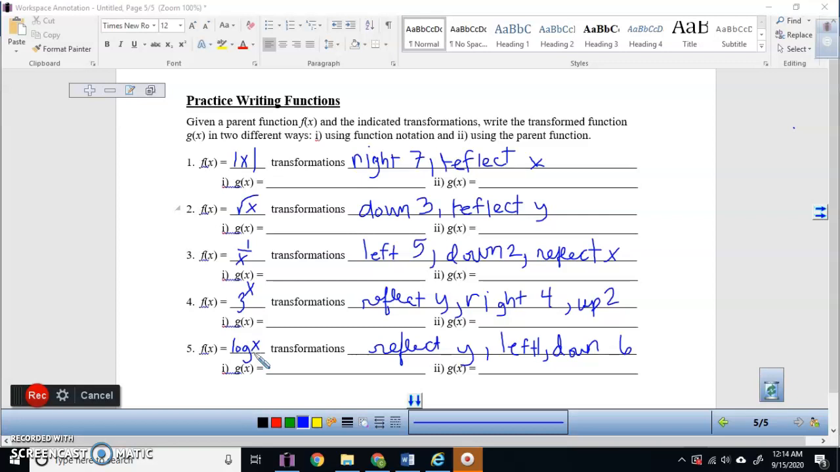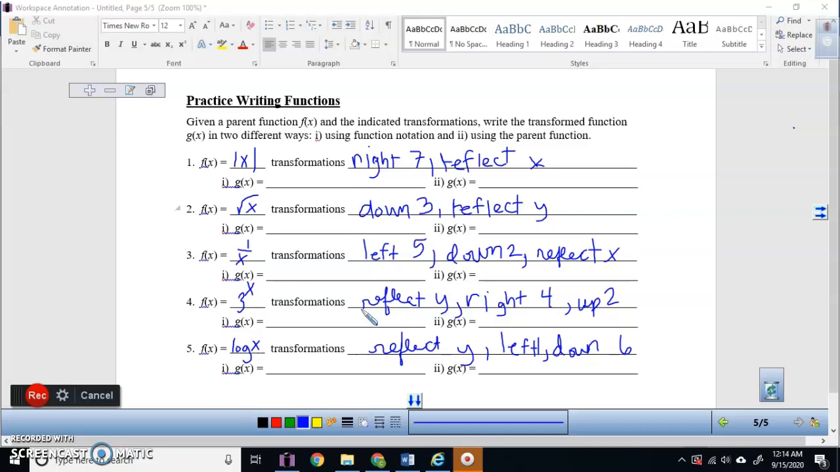So the directions itself say, given a parent function and the indicated transformations, write the transformed function in 2 different ways. First, you're going to write it using function notation. That's going to be with your f of x involved. And then number 2 is going to be using the parent function. That's going to be either with the absolute value function involved, the square root, and so forth. We are going to use Desmos to check these as well to make sure we get the same answer.